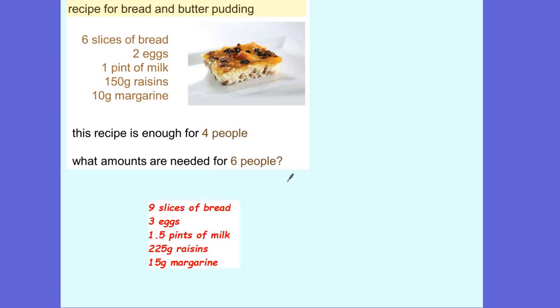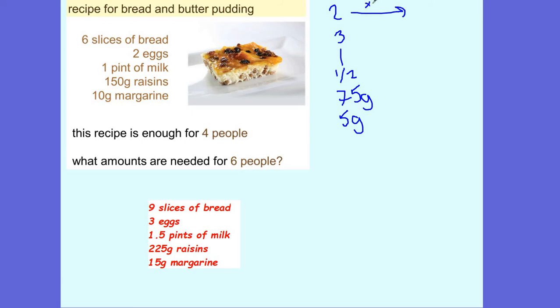And here are the answers I was looking for. I worked it out by saying, this is the recipe for 4 people. If I divide all of these quantities by 2, that gives me 3 slices of bread, 1 egg, half a pint of milk, 75 grams of raisins, and 5 grams of margarine. That will tell me how much I need for 2 people.